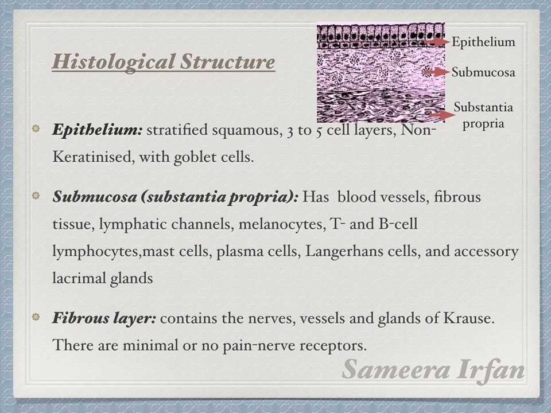providing the stem cells. The submucosa that is under the epithelium is the substantia propria that has blood vessels, fibrous tissue, lymphatic channels, melanocytes, B and T lymphocytes, Langerhans cells, and the accessory lacrimal glands. The deepest is the fibrous layer that contains the nerves and blood vessels that provide innervation and blood supply to the conjunctiva, and they dilate in various conjunctival diseases.